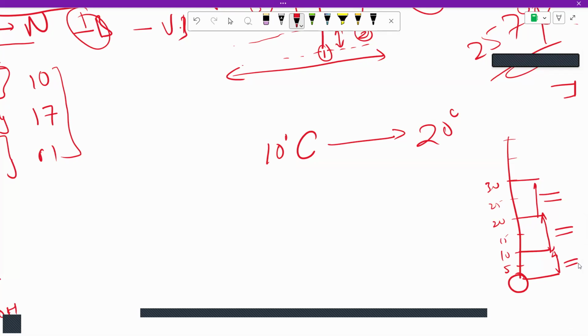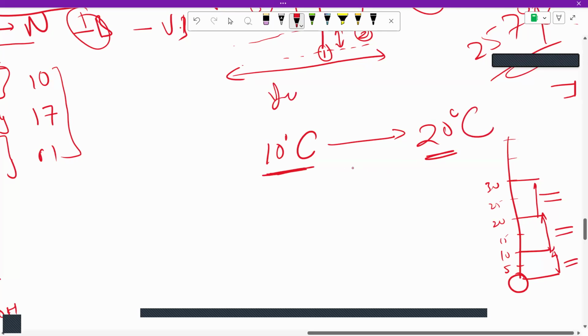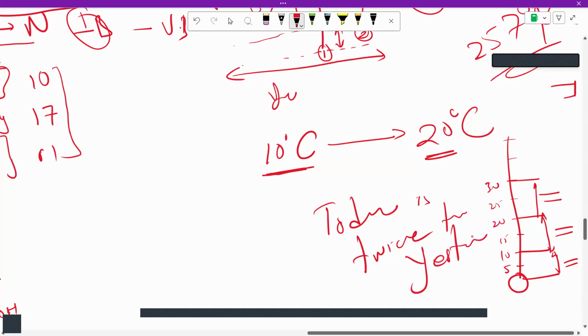But one point is very important here. The intervals are equal, but when someone says yesterday's temperature was 10, today's temperature is 20 Celsius, it is technically incorrect to say that today's temperature is twice that of yesterday. Say a particular substance boiled earlier at 50 degrees Celsius, now 100 Celsius. We cannot say it's double this.